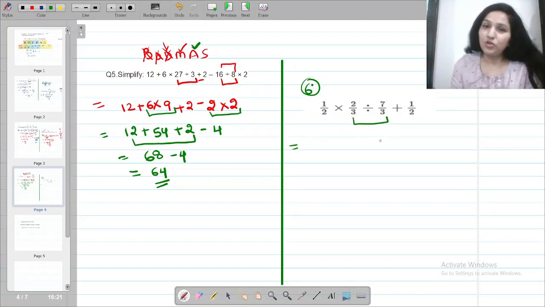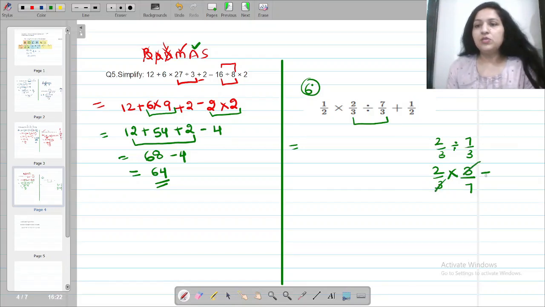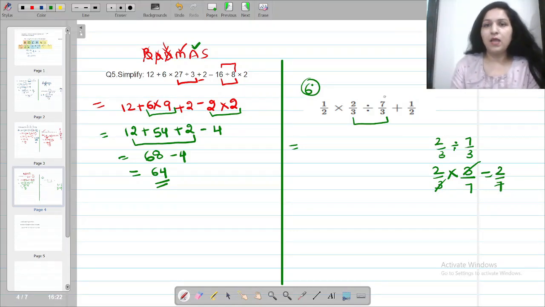But for that, you should know how to divide a fraction by a fraction. I'll give you a recap here. 2 by 3 divided by 7 upon 3. Division of a fraction by a fraction says, first fraction as it is, multiply by the reciprocal of the second fraction. Reciprocal means the second fraction has to be flipped. Denominator becomes numerator and numerator becomes denominator. 3 up, 3 down, cancel. So does it mean the value is 2 upon 7? Yeah, it is 2 upon 7. So solving these two, we have got 2 by 7.